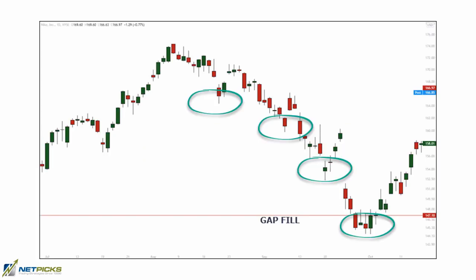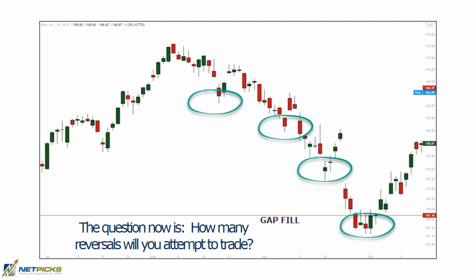The price continues to pull back all the way down and actually fills up a gap. There are multiple lows that you may have looked to enter at, depending on whatever you use for an entry trigger. It took 4 reversals to finally follow through. This price eventually goes on to make new highs in this chart. So the question now is going to be, how many reversals will you attempt to trade?